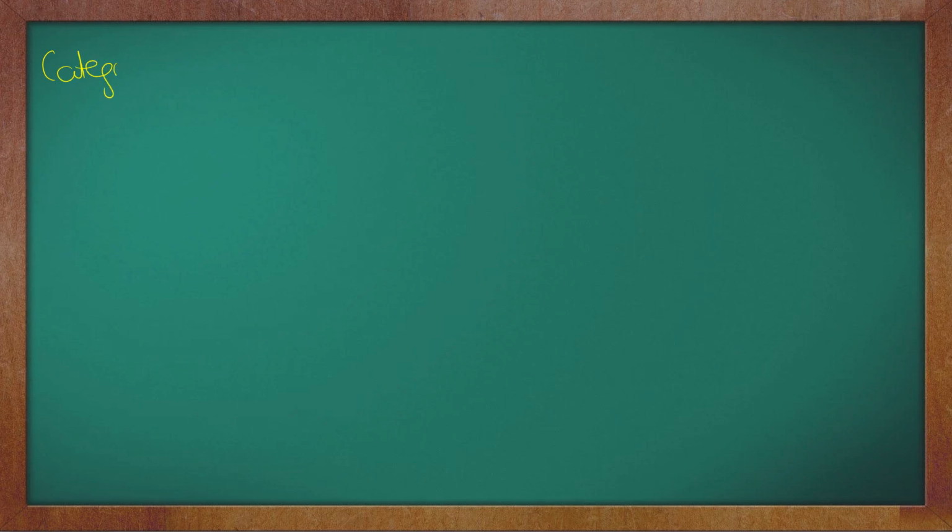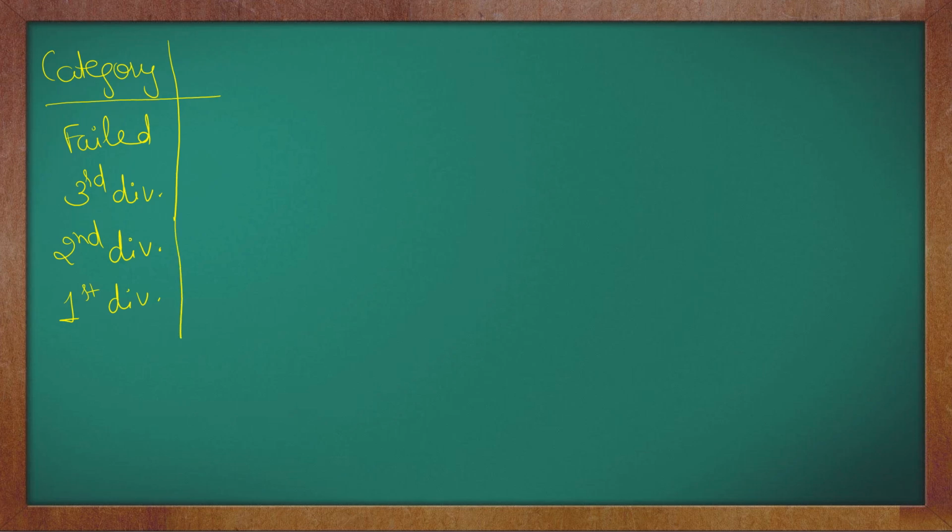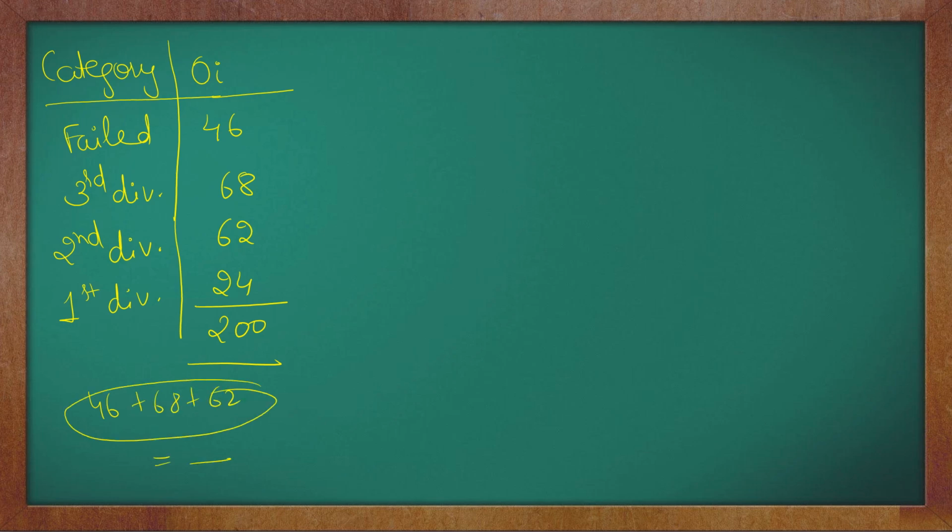Okay, so let's start to solve this question. What categories are given to me? Categories are failed, third position, second division and first division. Done? Okay. Then observed frequency. How many students failed? 46. 68 got third position, 62 got second position, the rest is 24. The total is 200. How to get the rest, class? Just add 46, 68 and 62. Whatever answer you get, subtract it from 200. Okay, you will get 24.